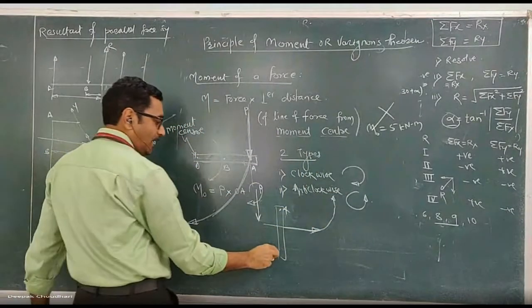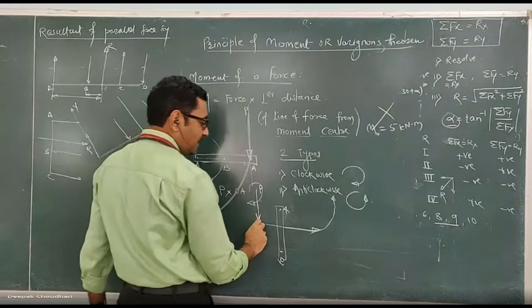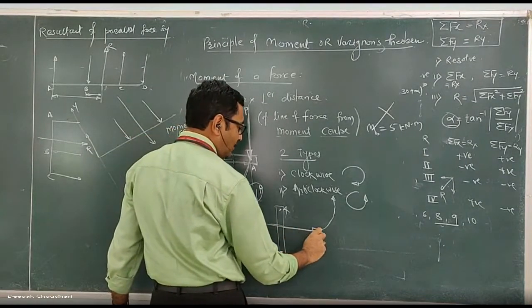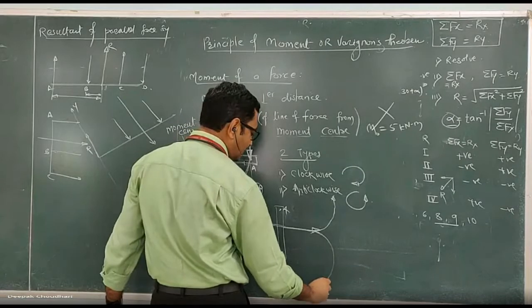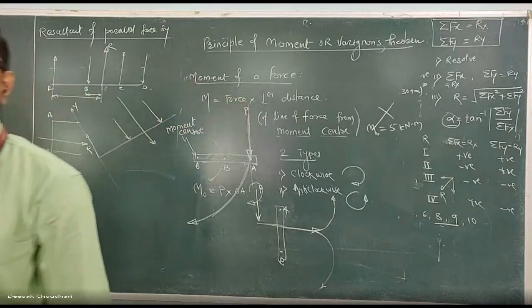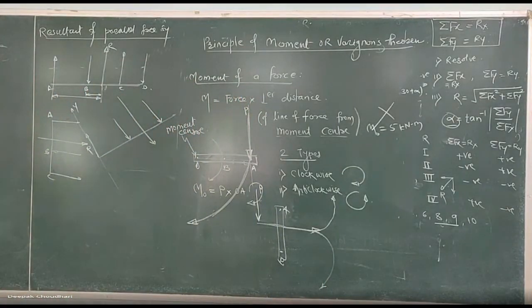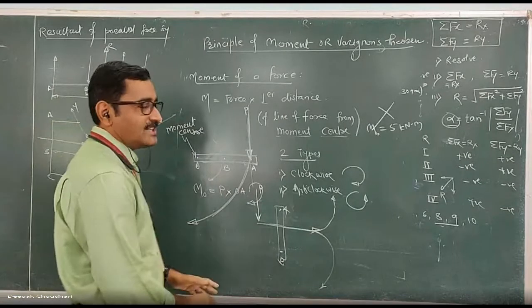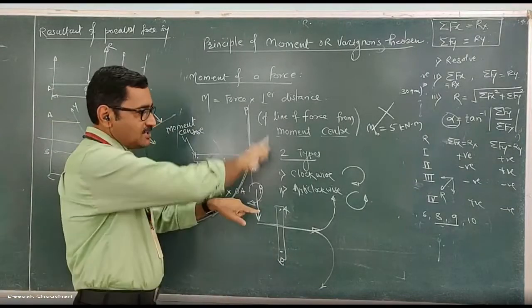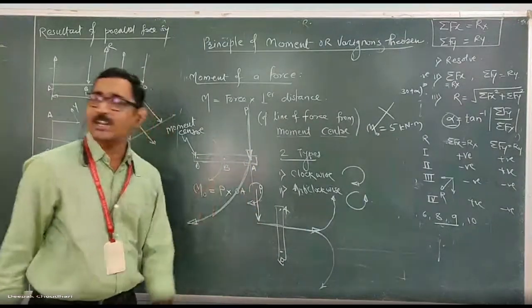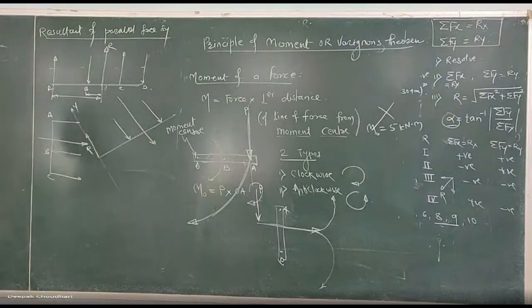Whereas if the point is below, move in the direction of the force and turn toward the moment center. If the moment center is below, then turn downward. So it becomes the clockwise moment. Understood? What I am suggesting is that you imagine, and imagining is easier. Here, in which direction it tends to rotate with respect to that point. Now next point.